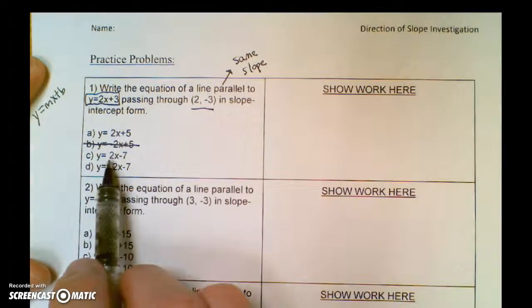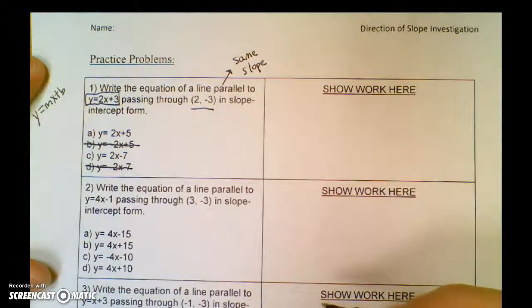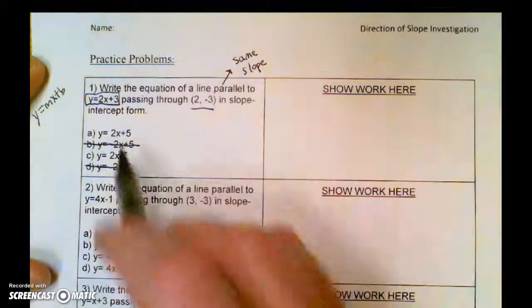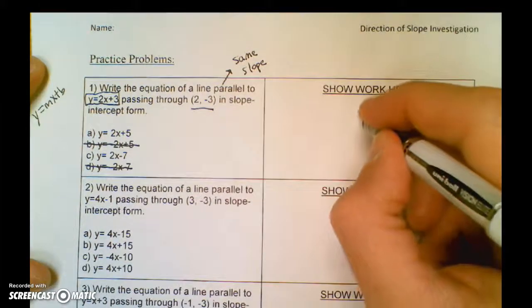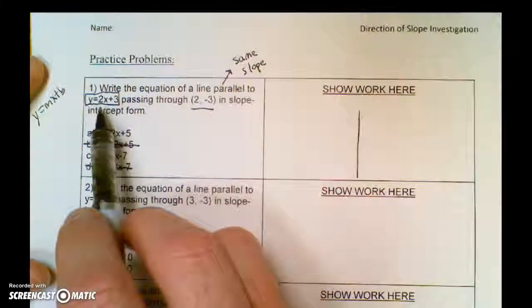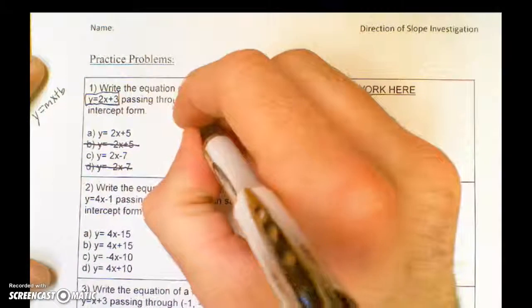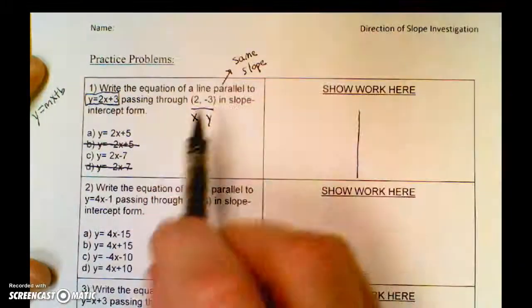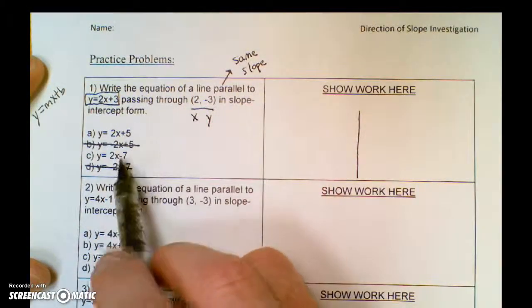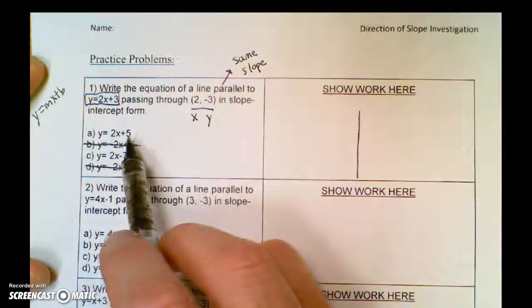C has a slope of positive 2, and D again has a slope of negative 2, so I'm going to cross it out because it doesn't have a slope of negative 2. So I'm down to two choices. And here's how you do this one. For a point to be passing through a line, it has to make the equation true. So remember, this is your x and your y value. If I plug this into each equation, one of the equations should give me a true answer and the other will not. So let's try the first one.